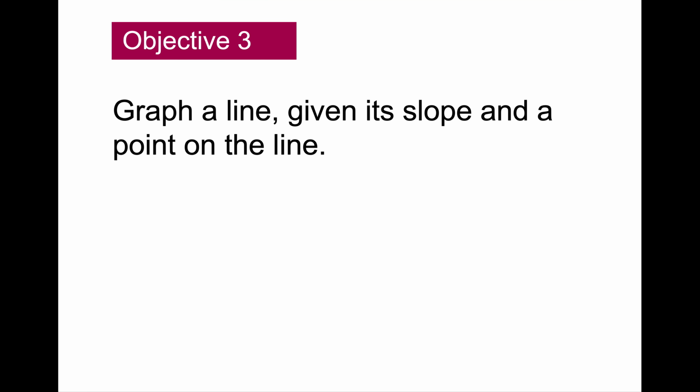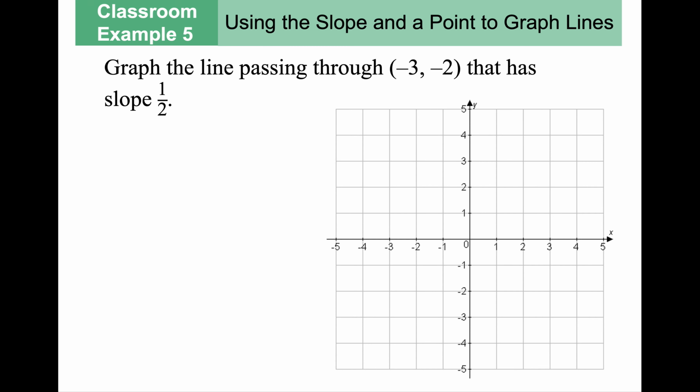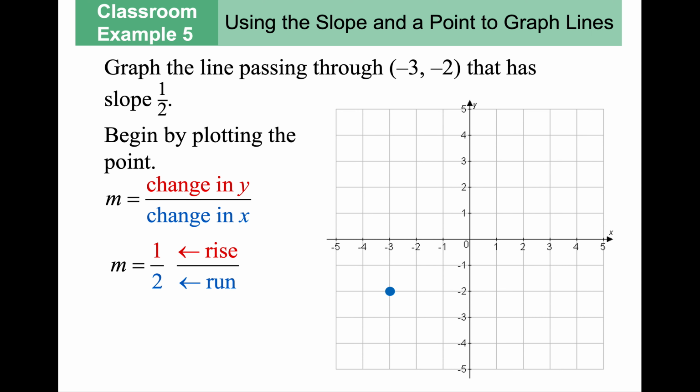Now let's graph a line given the slope and a point on the line. So if I have the point -3, -2, and I know my line has a slope of 1/2, then I am going to go ahead and plot that point of -3, -2. That's the first step. Then I'm going to use rise over run. This is going to rise 1 and run 2. So up 1 to the right 2.